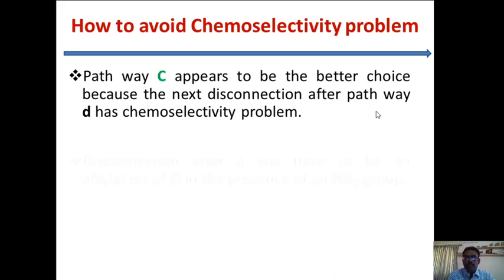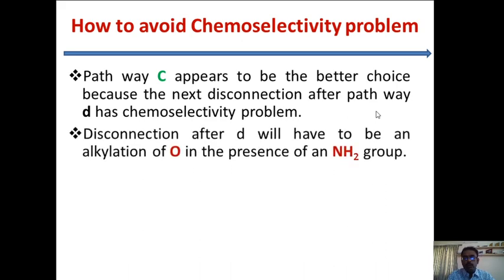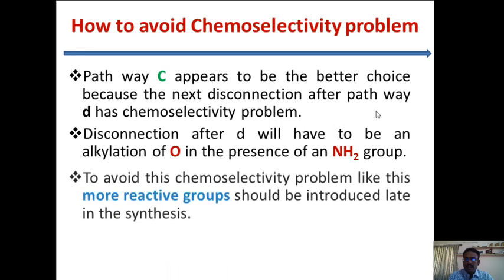So there is a chemoselectivity problem in pathway D when you do the next disconnection. The disconnection after D will have to be an alkylation on both the oxygen and the amine. That's what we saw there. So there we face the chemoselectivity problem.